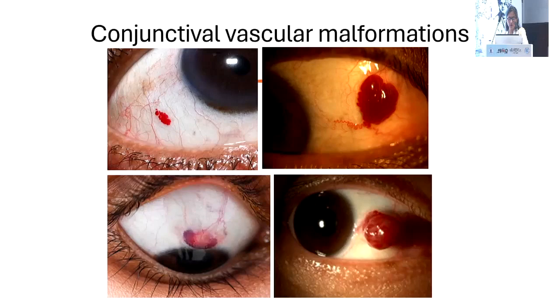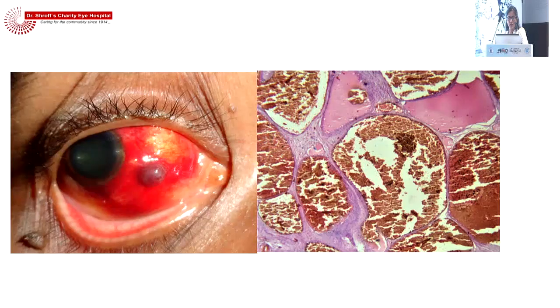Sometimes it can be a subconjunctival lesion like this, where they tend to bleed, and that's sometimes the reason why the patient might come to you, recurrent episodes of bleed, though not very common in the cavernous malformation, more in the lymphatic, venolymphatic, but rarely they can bleed. So this was one cavernous hemangioma vascular malformation on histopathology, but the presenting complaint was a bleed, recurrent episodes of bleeding. That's the reason the patient had come.